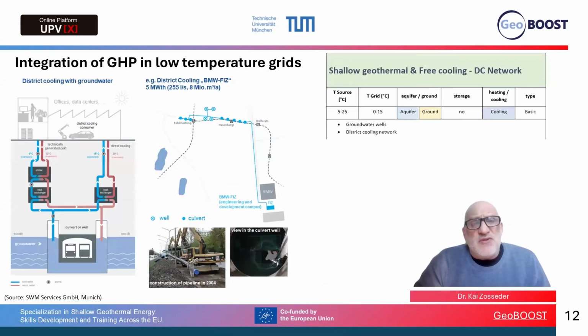You can also integrate it in just a district cooling grid. The district cooling grid is, of course, also low temperature. You use that for cooling. You see here a specific example where culvert wells from subways are used as a source for these district cooling grids. And then you can use the groundwater, pump it out from one side and actually inject it back in the other side. And then you can cool down data centers or whatever you need to cool, or some buildings.